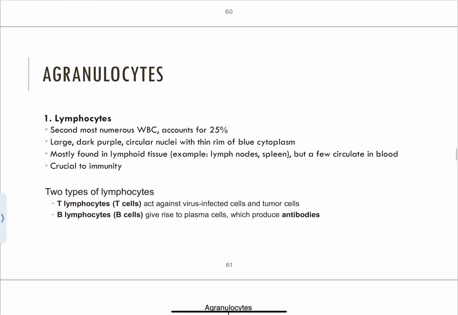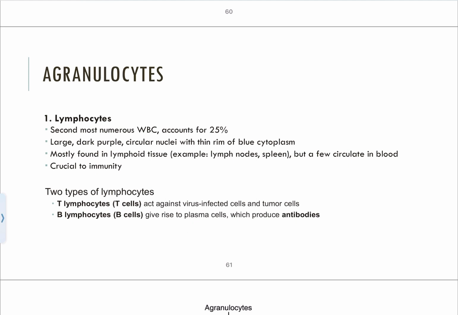So lymphocytes are going to be our second most abundant leukocyte, accounting for about 25% of our white blood cells. Typically, the staining of the nucleus is going to be really large and dark purple, and when you look at it, it almost takes up the entire cell volume itself. So it's really, really, really large. You might only be able to see a small sliver of cytoplasm because the bulk is actually going to be the nucleus itself.